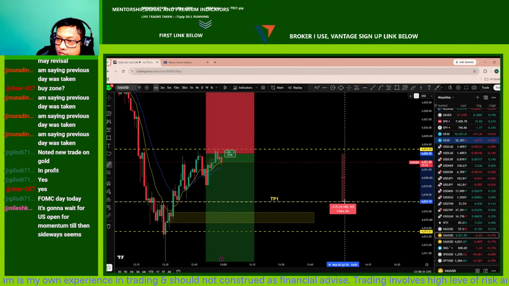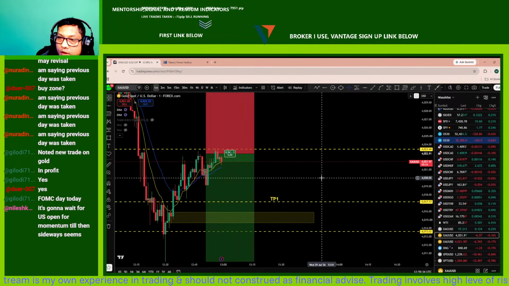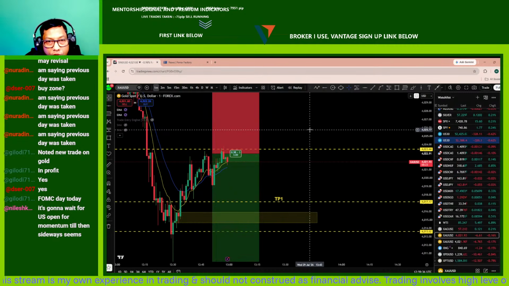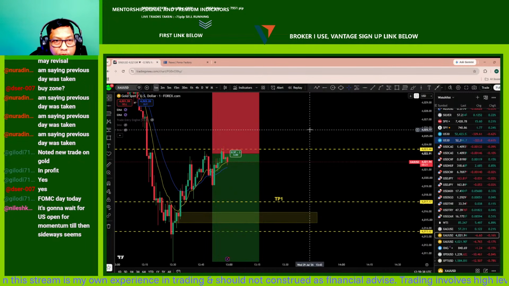So with this level, it used to be around 60 pip. Looking forward to see that 60 pip move.